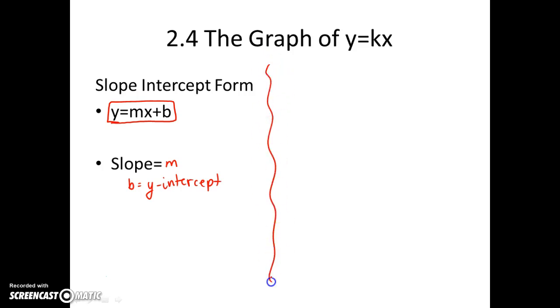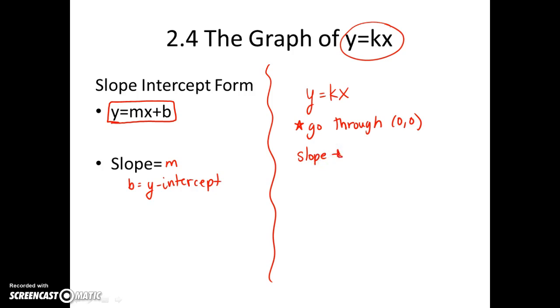The reason I talk about this today is because if we look at the equation y equals kx, you can see that it actually follows this, except the y-intercept would just be 0, and k, our constant of variation, is going to be the slope. So y equals kx will be a line. The key is it's always going to go through 0, 0, because the y-intercept is 0. And once again, the slope will be k. That's the constant rate of change. So this shouldn't be too tricky if you understood slope-intercept form from previous years. So let's move ahead.